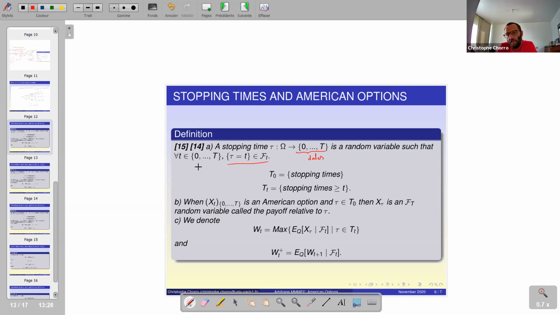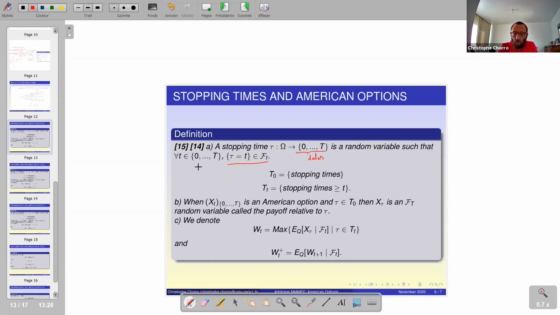So what is the meaning of this from a financial point of view? Be careful, it's not the notion of being adapted, it's something different. I don't have a stochastic process here, I have a random variable. And I just say that the set on which this random variable takes the value small t has to belong to my sigma algebra of financial information at time small t. So what is the meaning of this one?